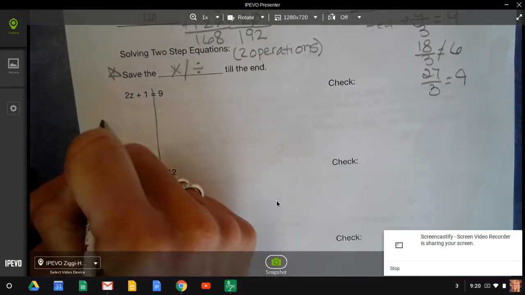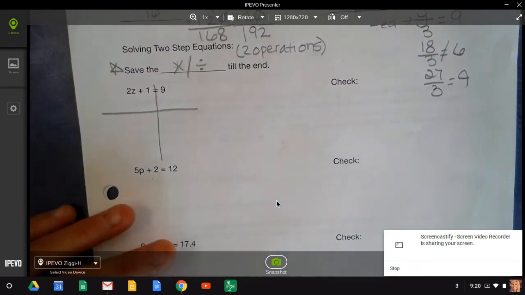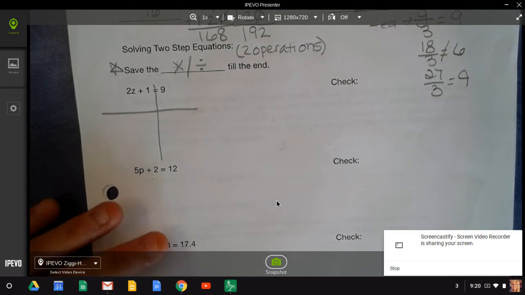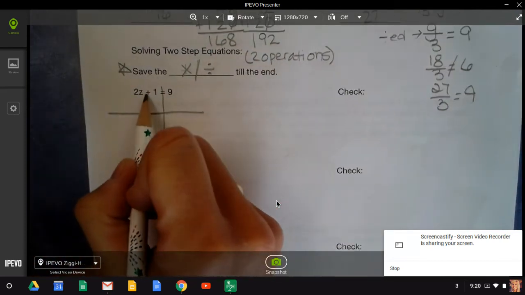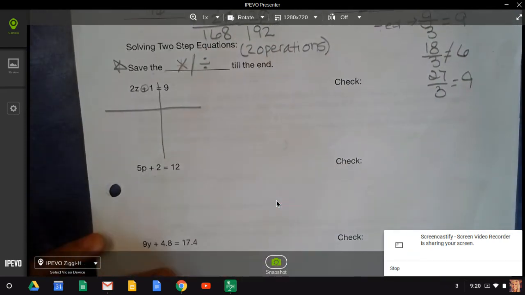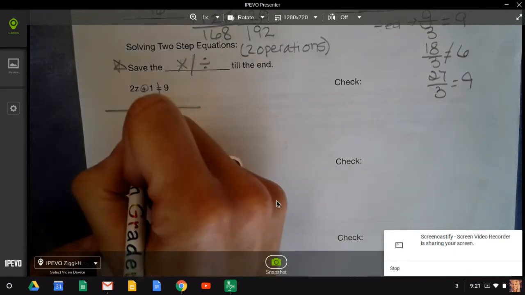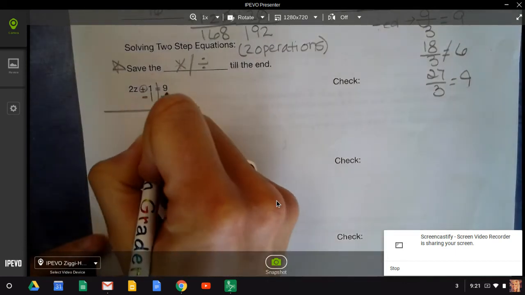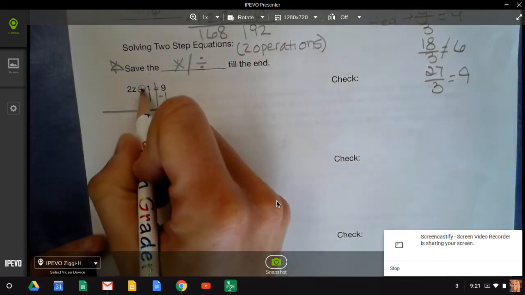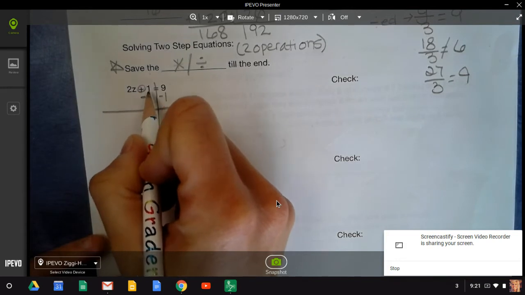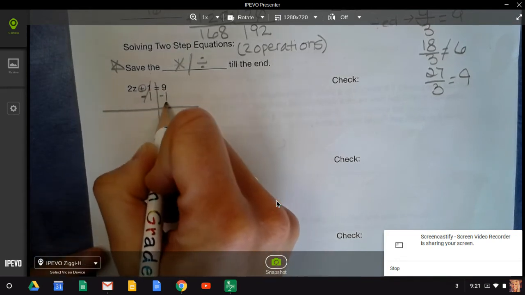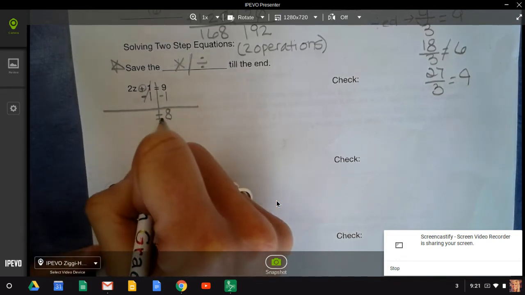So you're always going to draw your T kind of like you did in the first part of this unit when we learned how to solve one-step equations. And what you're going to do is identify what you are doing. So this is adding. We're going to do the inverse, which is subtracting. And we're going to subtract the number that's by itself, the 1. So here we're subtracting the 1 next to the plus sign, and we're subtracting the 1 over here. This is nothing new, it's review.